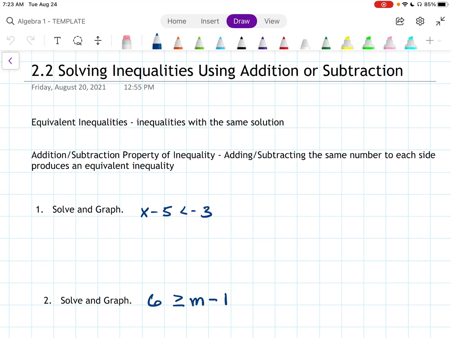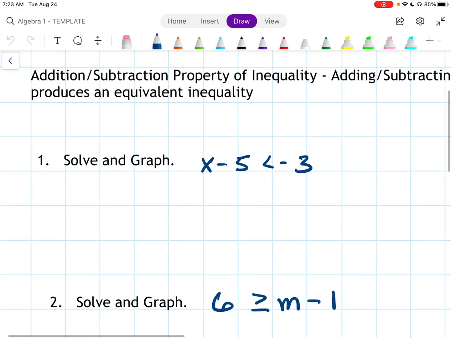The addition or subtraction property of inequality: by adding or subtracting the same number to each side, we get an equivalent inequality. Just like whenever we have something with an equal sign, we can add something to both sides, we can subtract something from both sides, and it stays correct. And those are the correct rules that we can follow.